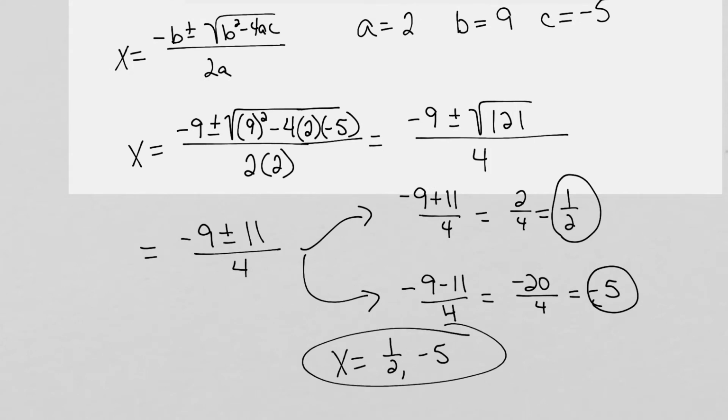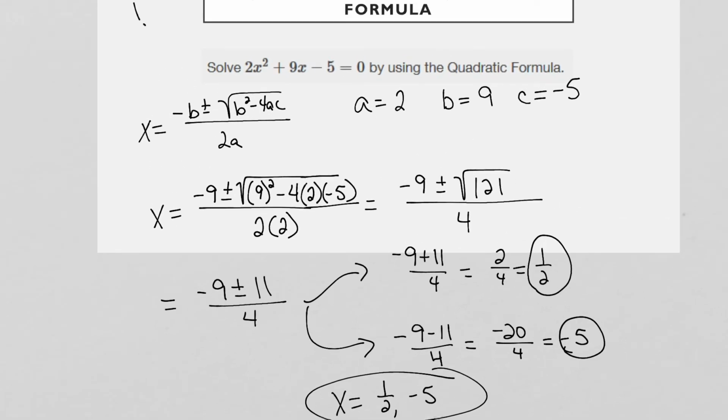Can you check your work? Totally. You can take this 1/2 and put it in here, and then do the math and see if you get 0 as an answer. Then you take -5, put it in here and here, do the math and see if you get 0 as an answer.